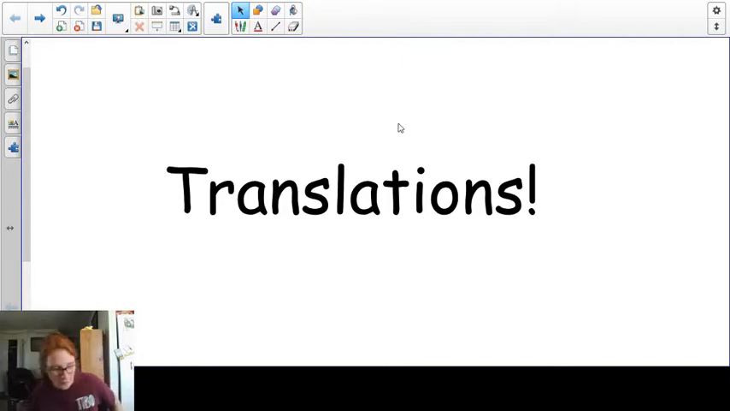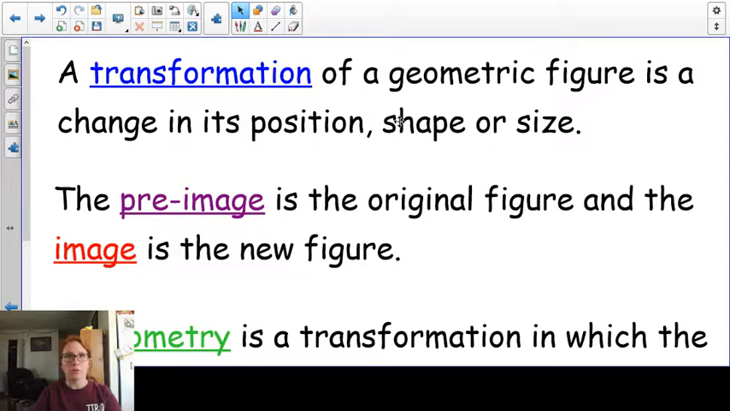Alrighty, so today we're going to go ahead and talk about translations. Just a couple terminologies that we've mentioned, but we didn't have them on our vocab. We're really going to talk about them today. A transformation of a geometric figure is a change in its position, shape, or size.